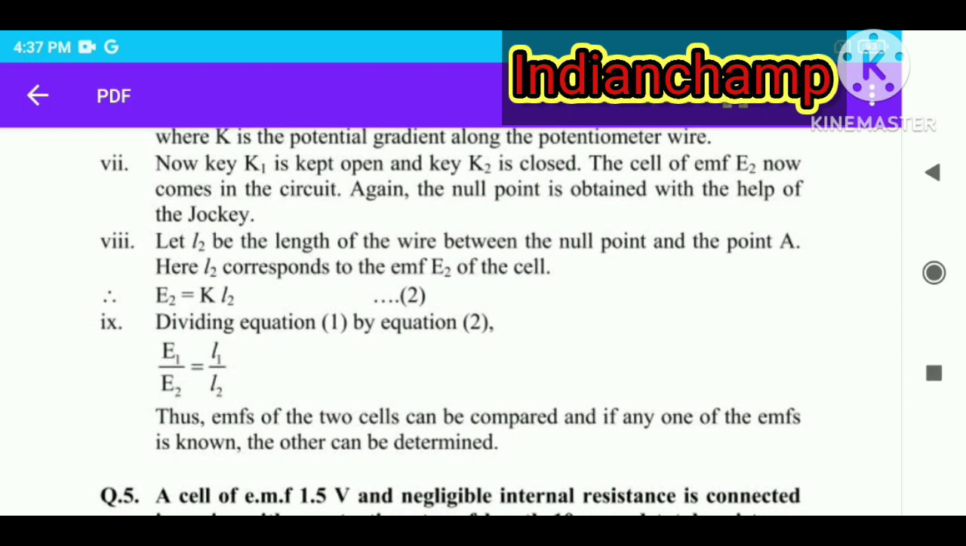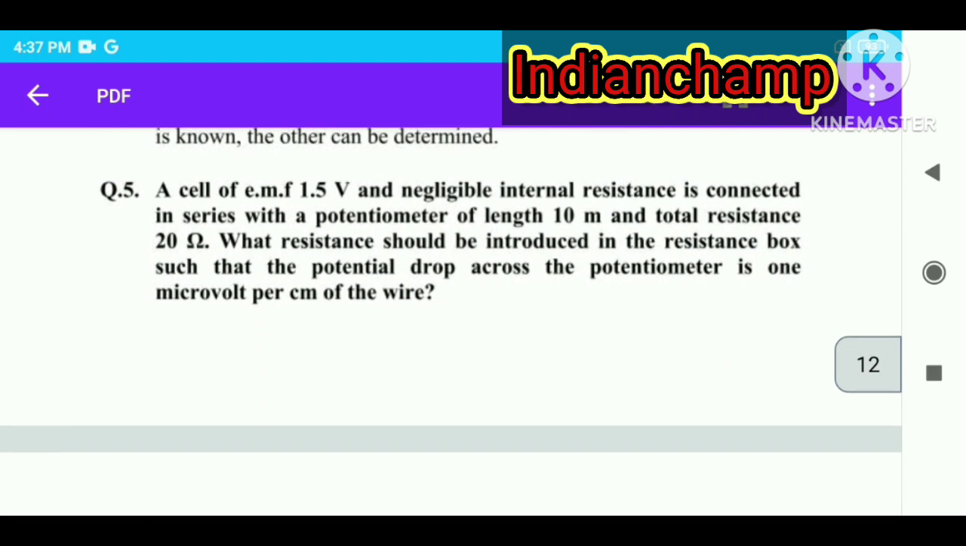Ninth, dividing equation first by equation second, E1 divided by E2 is equal to L1 divided by L2. Thus, the EMFs of the two cells can be compared, and if any one of the EMFs is known, the other can be determined. Question number 5, numerical.